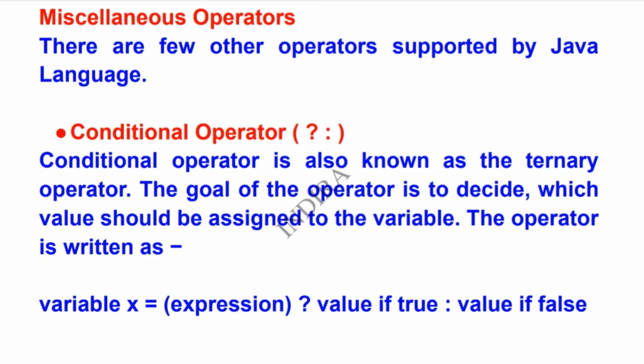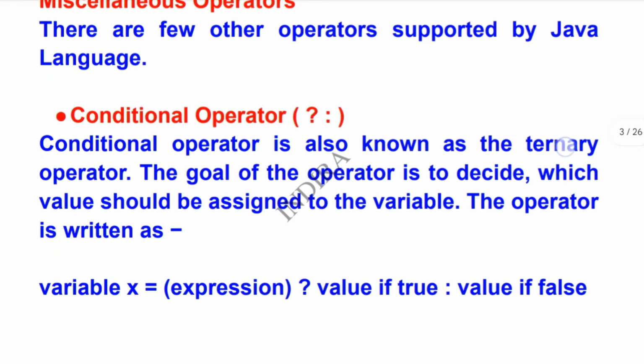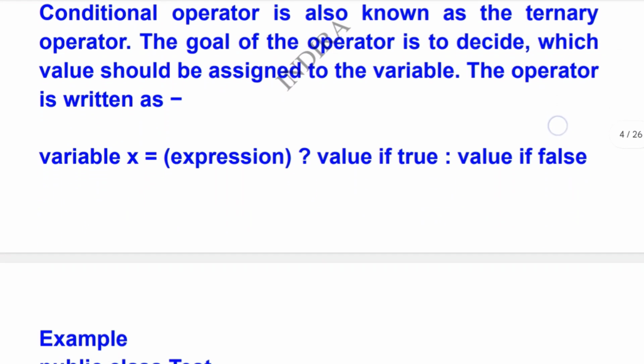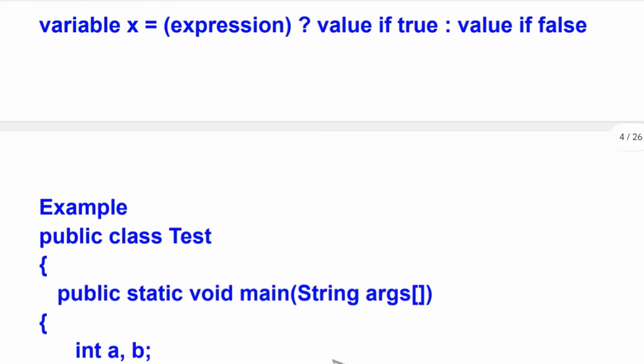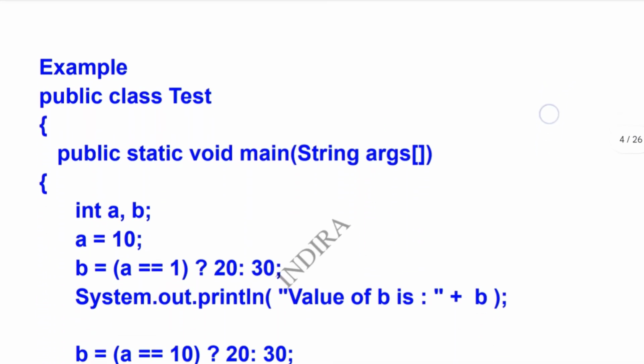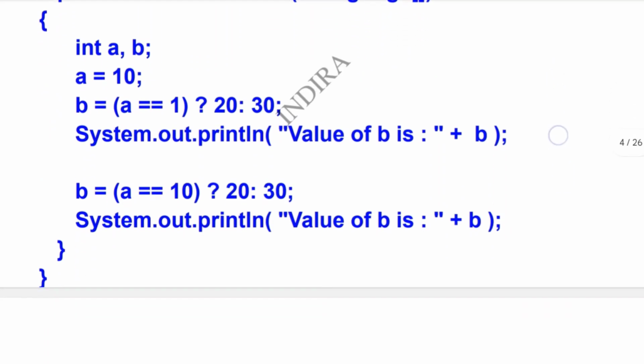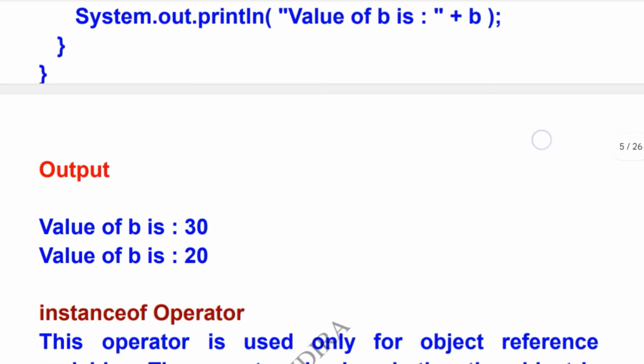The conditional operator is also known as the ternary operator. The goal of the operator is to decide which value should be assigned to the variable. That means this operator helps to assign the value for the variable. The syntax for this conditional operator is: variable x equals expression question mark value to assign if true, colon, value to assign if false. So this is the conditional operator. Here the example for the conditional operator is very important, and this is the example and its output.